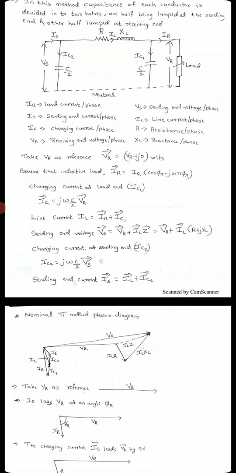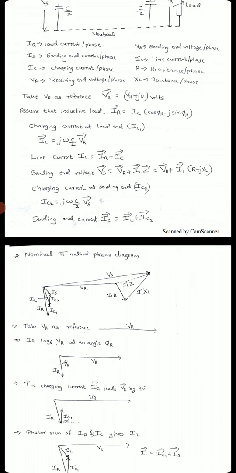So the nominal pi method's phasor diagram is as shown. How to draw the phasor diagram, we will see one by one. First we take the reference as VR, writing the VR. Then IR lags VR by an angle phi r, writing a lagging current of IR. See the second figure. Then the charging current IC1 leads VR by 90 degrees. So putting that at the IR point, IC1 is at 90 degrees to VR. You can see how IC1 is drawn. We know that IR plus IC1 is nothing but IL. Adding those two, we will get IL there.